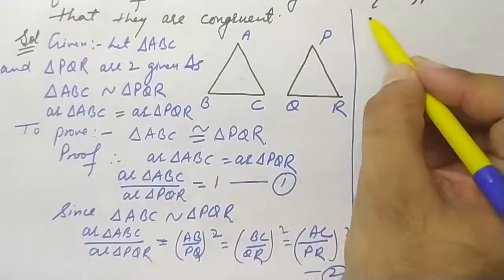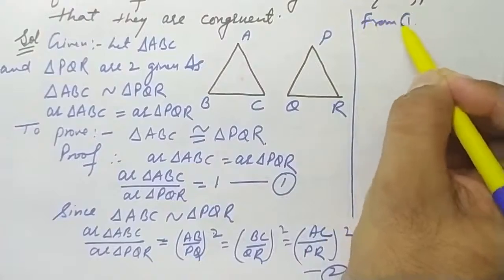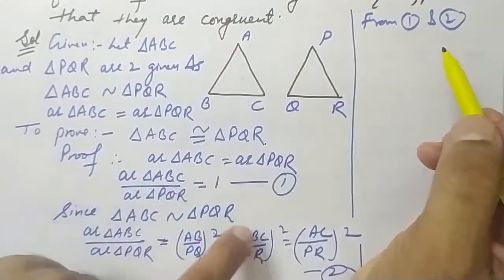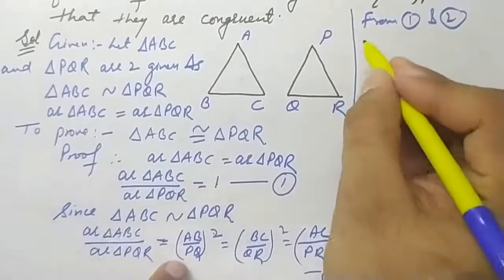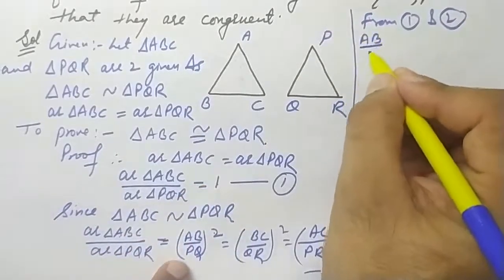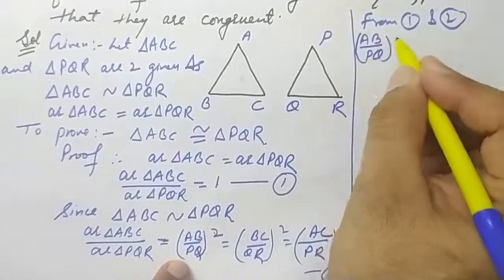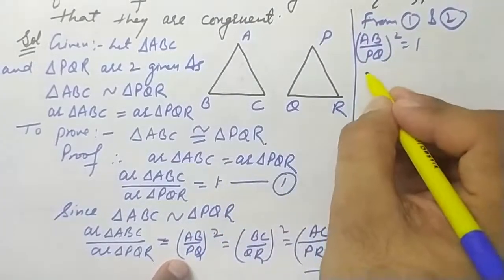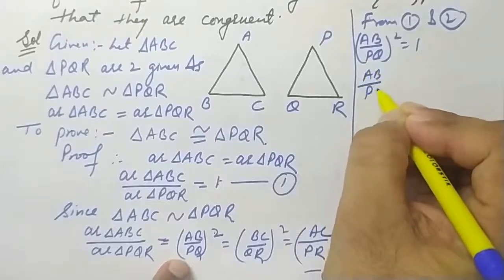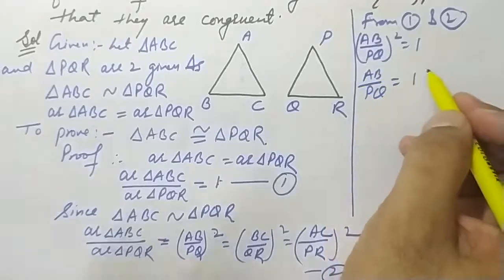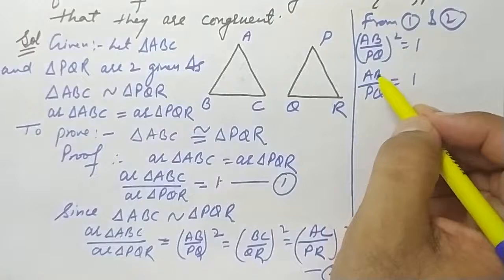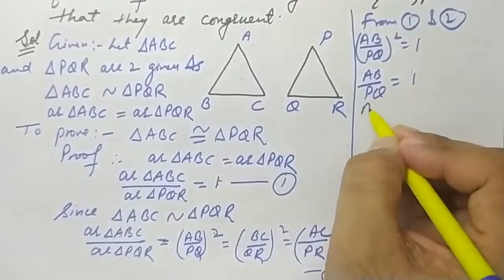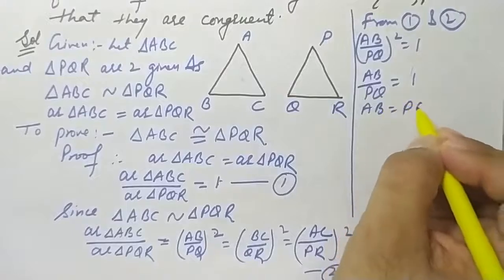So from 1 and 2, this ratio is also equal to 1. So from here you can say AB over PQ squared is equal to 1. So AB over PQ is equal to 1 only, because if you want to find AB over PQ, then it is the square root of 1, that is 1 only. So if you cross multiply, then AB is equal to PQ.